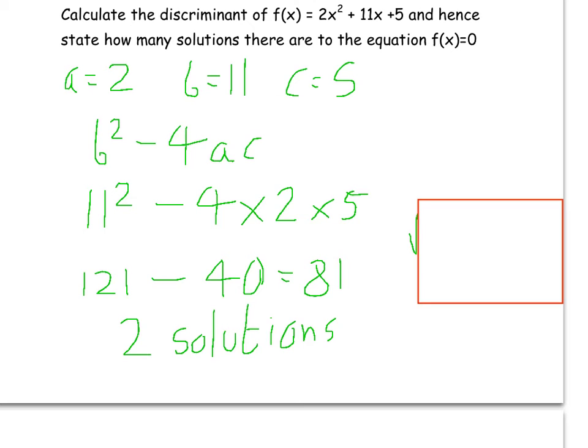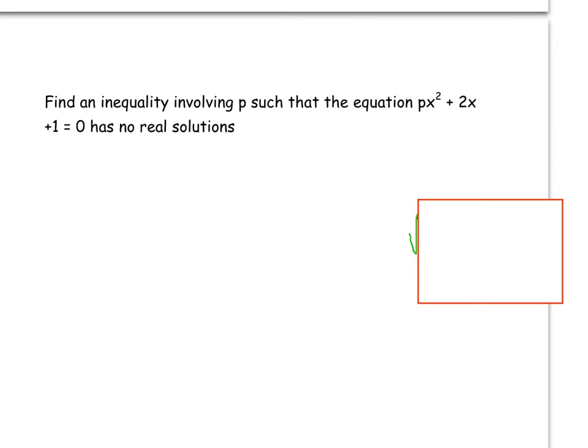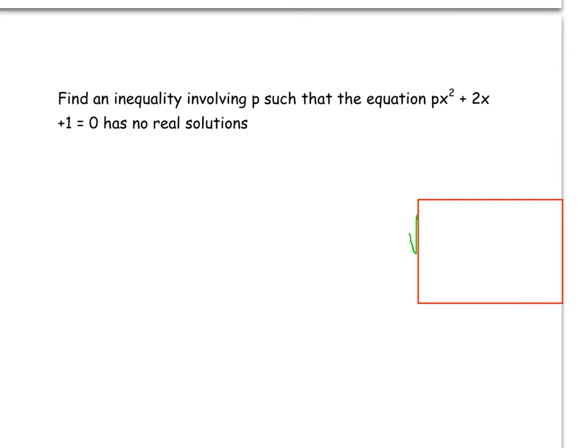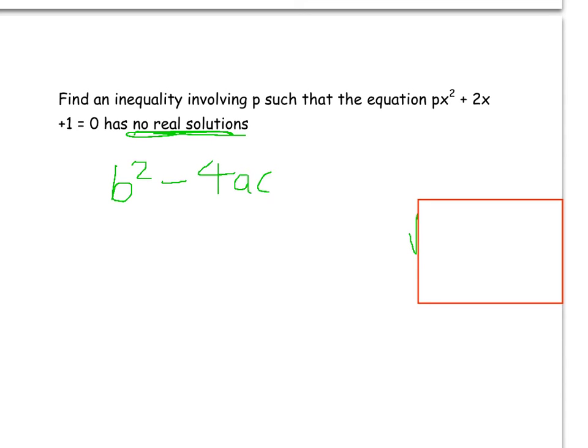Right, let's have a look at a more typical exam style question. It says, find an inequality involving p such that the equation px squared plus 2x plus 1 has no real solutions. Now, this is a really key point in the question: no real solutions. If there are no real solutions, that means b squared minus 4ac has got to be less than 0 because the curve doesn't cross the x-axis.